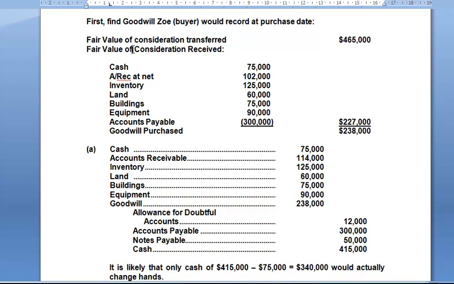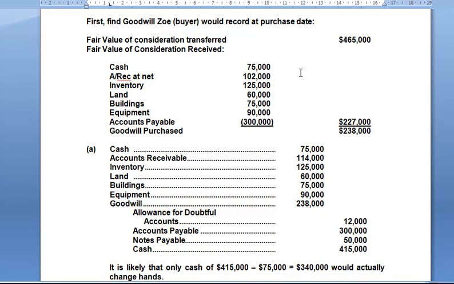But what did Zoe get from Saria? Don't forget, we record all of these elements that they got, their assets less the liabilities. So that's the fair value of net identifiable assets. We record them at their fair value because Zoe is buying fair value from Saria. So we know that cash is $75,000. We're picking up accounts receivable at net. We're picking up inventory at its fair value.